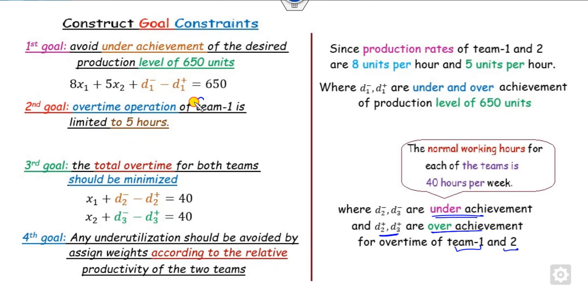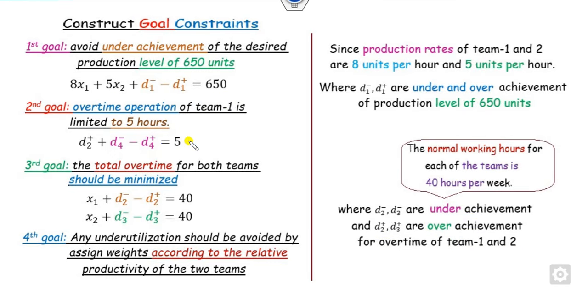Now you can see that this is for team 1. This is the overtime. So the overtime for team 1 is D2 positive, and your target is to limit it to 5. So it means it can be negative, so I can write this as D4, and either it can be above this. So that is what you have here.